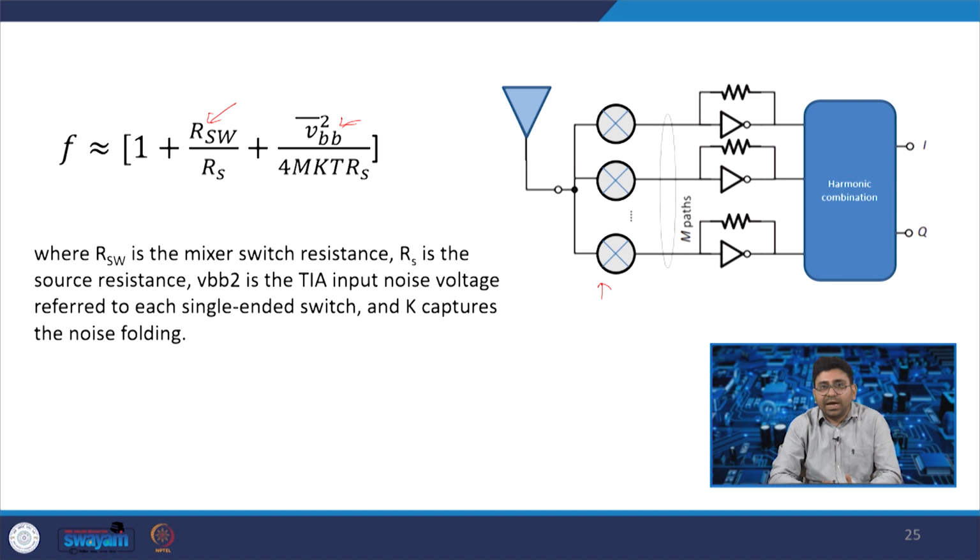So, here RSW is the mixer switch resistance, RS is the source resistance, VB2 is the TIA input noise voltage referred to each single ended switch, and K captures the noise folding. These parameters will help. So, if we want to improve the noise performance, then we need to reduce the switch resistance, and we can also increase the number of phases m. But it can have a noise figure around 2 to 3 dB.